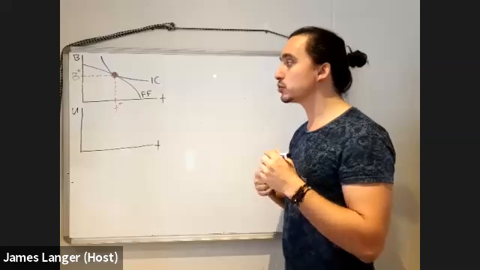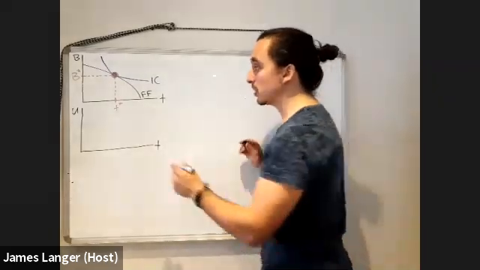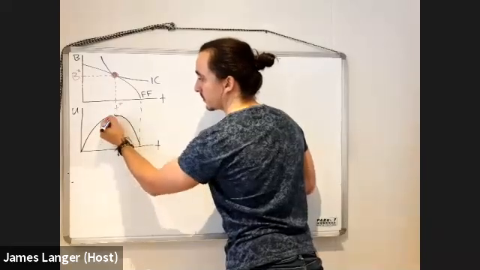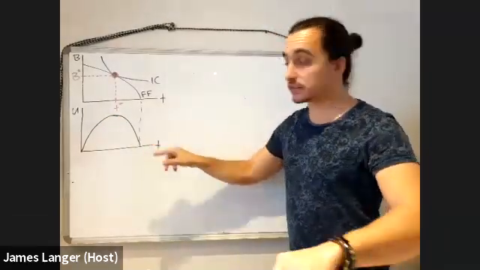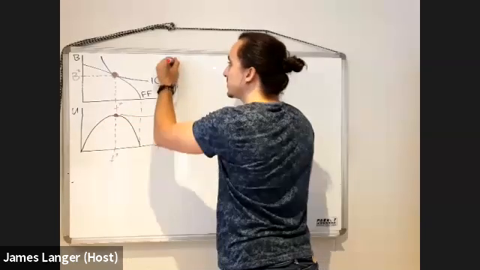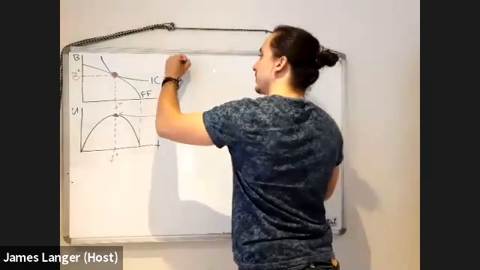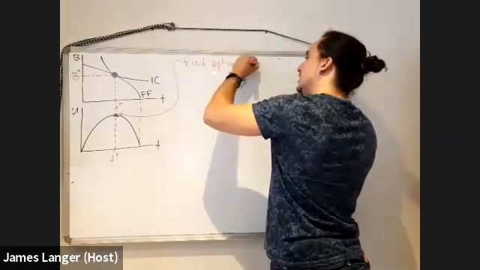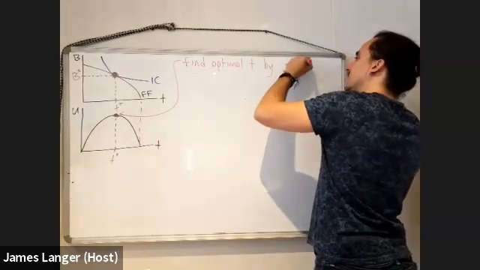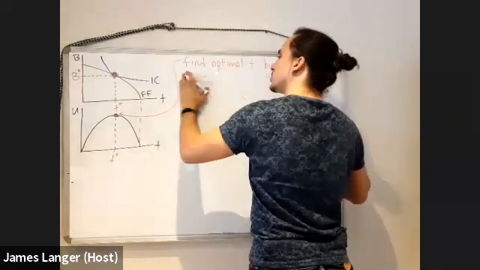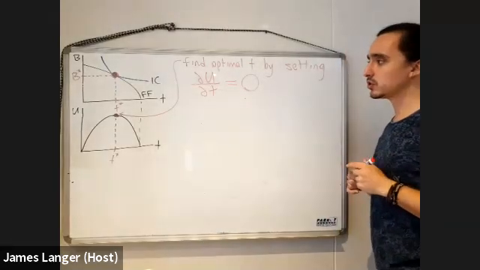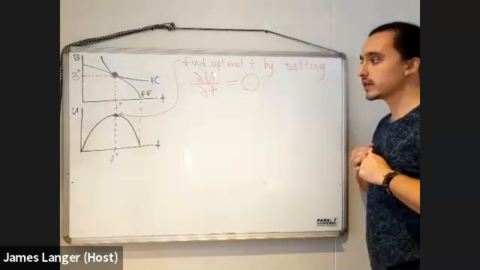We're not going to do an example of it, but you do just need to know it, okay? So it is possible to find the point where utility is maximized as a function of T. So we could find T star by finding the optimal T, by setting dU/dT equal to 0. We can find T star.